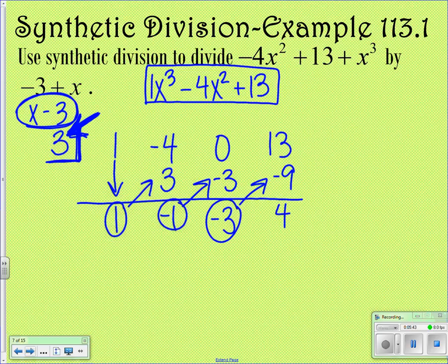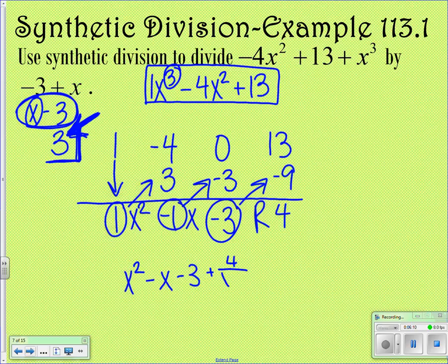Now, we started with an x to the third and we divided by an x. So we went down in our exponents by 1. So this is going to be an x squared, and then we have our x term, and then our remainder is what's left over. So our polynomial that's left is going to be 1x squared, or just x squared, minus 1x, so minus x, minus 3, and then our remainder is 4. So we have plus 4 over x minus 3. And so that would be how you would use synthetic division to divide.